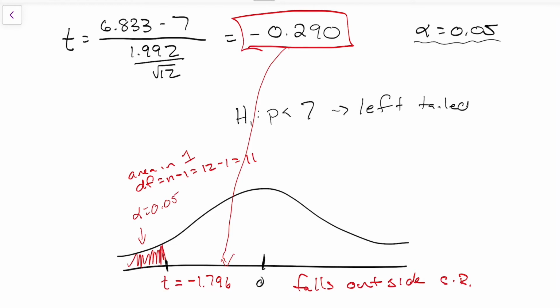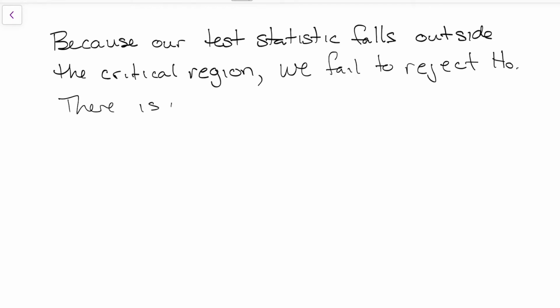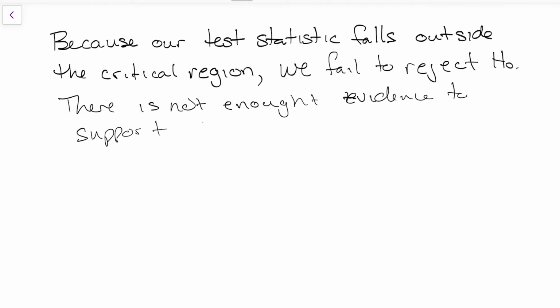So what is our main conclusion from this? What we can conclude is, because our test statistic falls outside of the critical region, we have to fail to reject the null hypothesis. We fail to reject it and say there is not enough evidence to support our alternative hypothesis. That is how we will conclude an example like this.